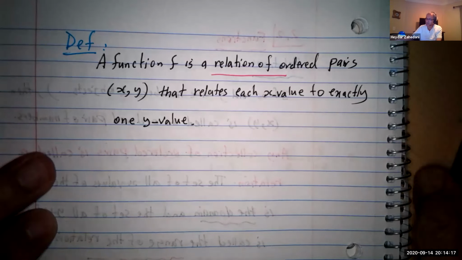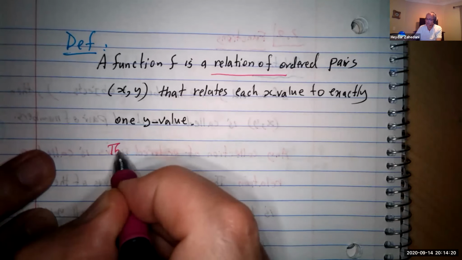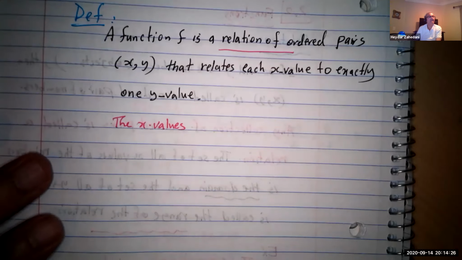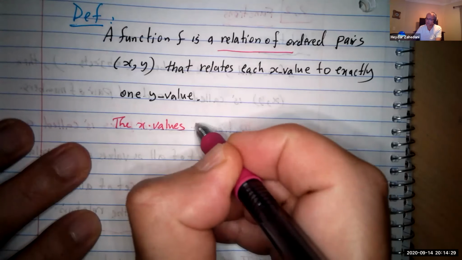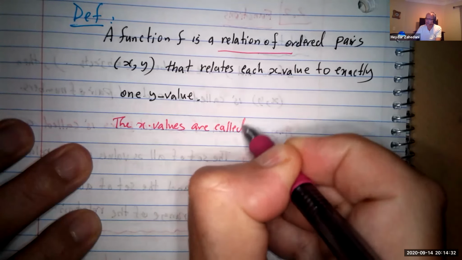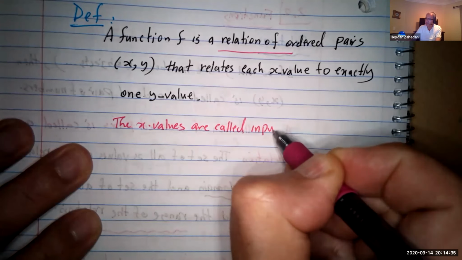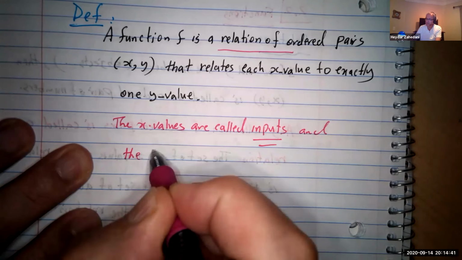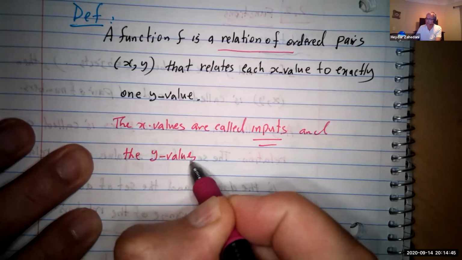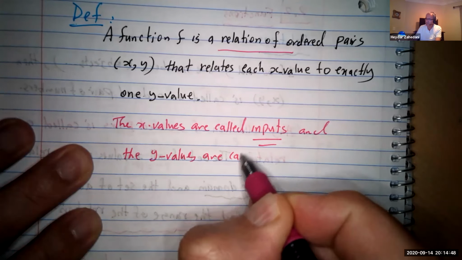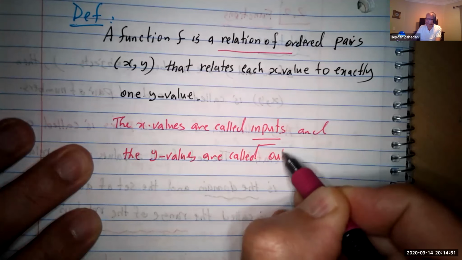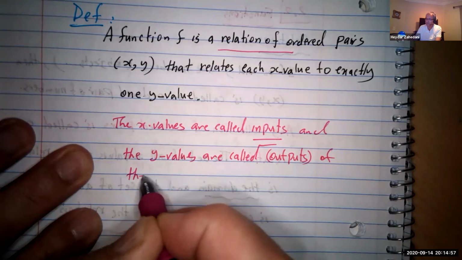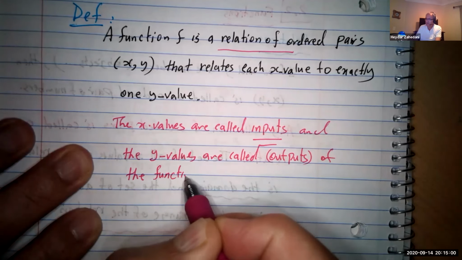Now, in the case of a function, the x values are called inputs, and the y values are called outputs of the function.